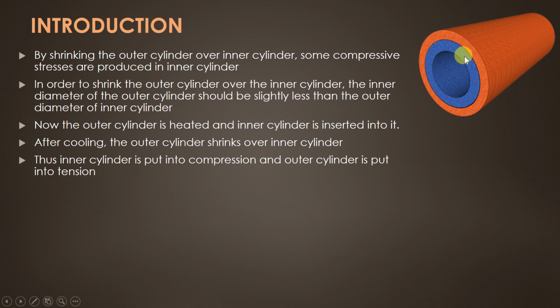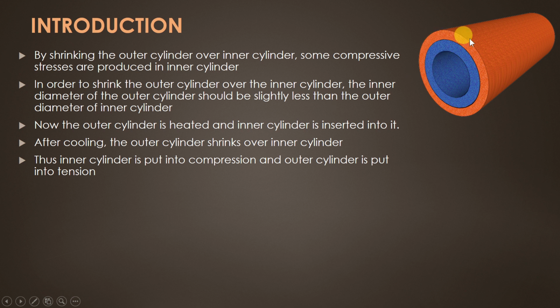Yes, the inner cylinder is being compressed by the outer cylinder, so obviously the inner cylinder is subjected to some compression. In order to shrink the outer cylinder over the inner cylinder, the inner diameter of the outside cylinder should be slightly less than the outer diameter of the inner cylinder. You may imagine how it is possible. If the outer diameter of the inner cylinder is equal to the inner diameter of the outside cylinder, then it will be inserted into it. But the point says the inner diameter of the outside cylinder is less than the outside diameter of the inner cylinder.